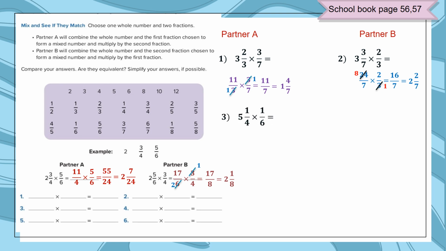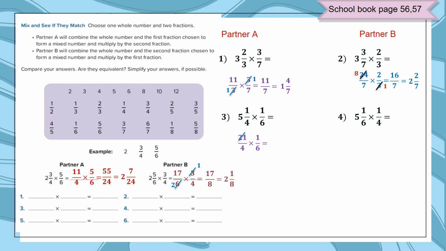Let's take another example. 5 and 1 over 4 times 1 over 6. Partner B, 5 and 1 over 6 times 1 over 4. In partner A, we will convert the mixed number, so it will be 21 over 4 times 1 over 6. Here I will multiply the numerators and the denominators, so it will be 21 over 24.